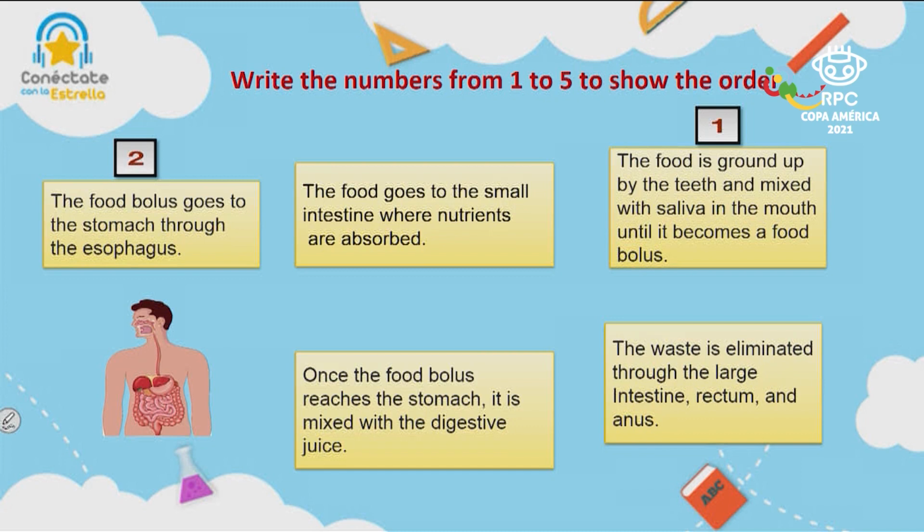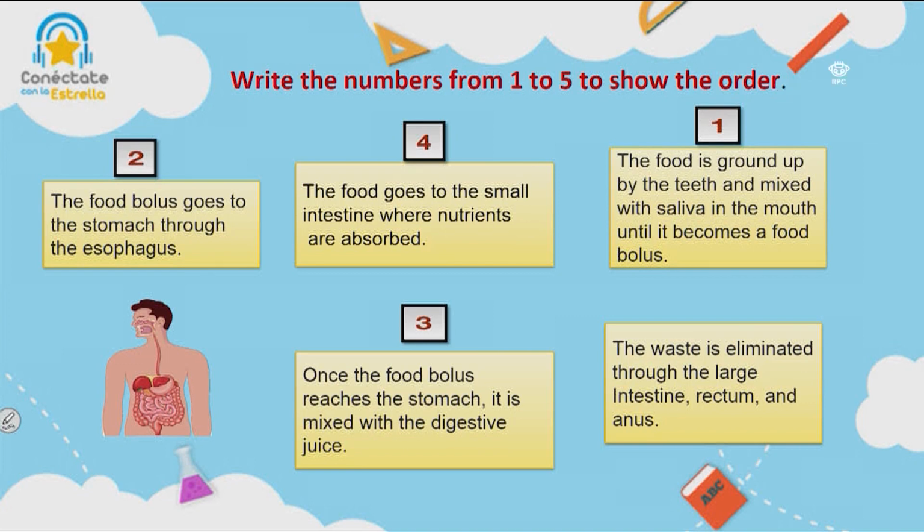The food bolus goes to the stomach through the esophagus. Remember, this is your esophagus. It's like a tube. And the number 3, once the food bolus reaches the stomach, it is mixed with the digestive juice, okay? So there is another process in that part of your body that helps you to complete the function of the digestive system.